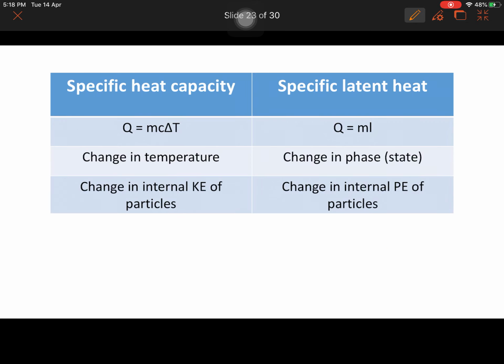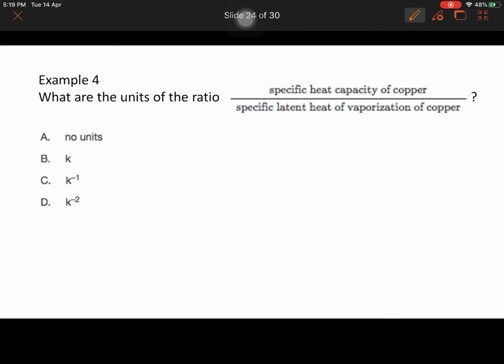Okay, so if I want to compare specific heat capacity and specific latent heat, if you look at the formulas, we have two different formulas, of course. Specific heat capacity talks about change in temperature. Specific latent heat talks about change in state. So since there's a change in temperature, there'll be change in internal KE. Over here, change in state means change in internal PE of the particles. Alright, can you try example 4?